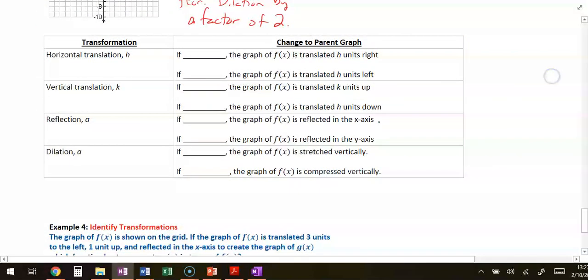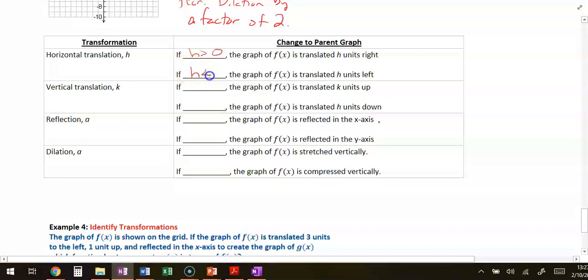All right, so kind of summarizing everything we've done so far. This is just a summary of all the things that we've done. Horizontal translations: if h is greater than 0, and we're talking about the actual h value, not the sign that you see in the problem, but the actual h value is positive, then the graph is translated h units right.